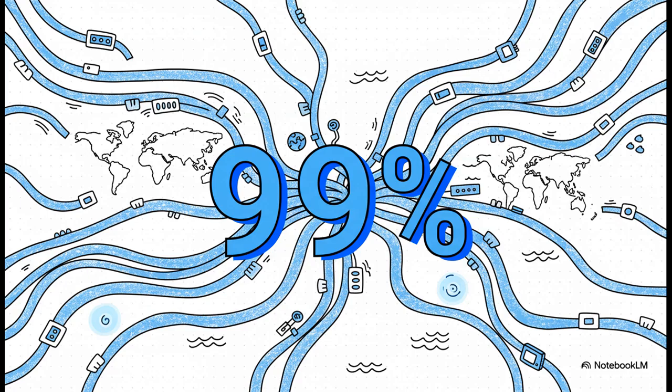99% of all international data travels through a massive, sprawling network of physical undersea fiber optic cables. Yeah, we're talking about millions of miles of cables laid across the ocean floor. That is the true physical backbone of our global internet.